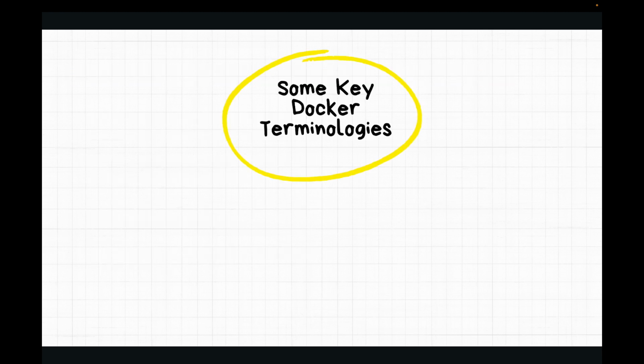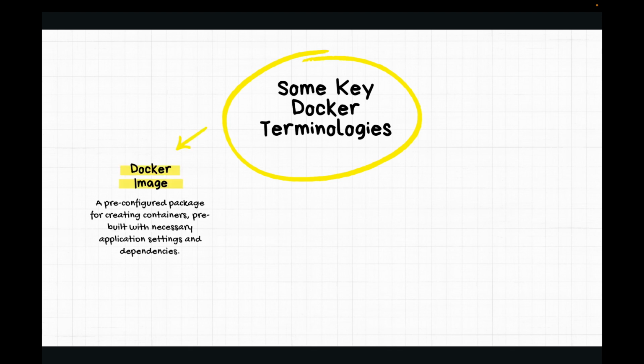Now let's look at some key Docker terminologies. We have what we call a Docker image. A Docker image is basically a pre-configured package for creating Docker containers. A Docker image is pre-built with the necessary application settings and dependencies. Remember, we talked about dependencies. A dependency could be missed, and that could lead to an application not behaving as it should across various environments. Docker images package an application's settings and its dependencies.